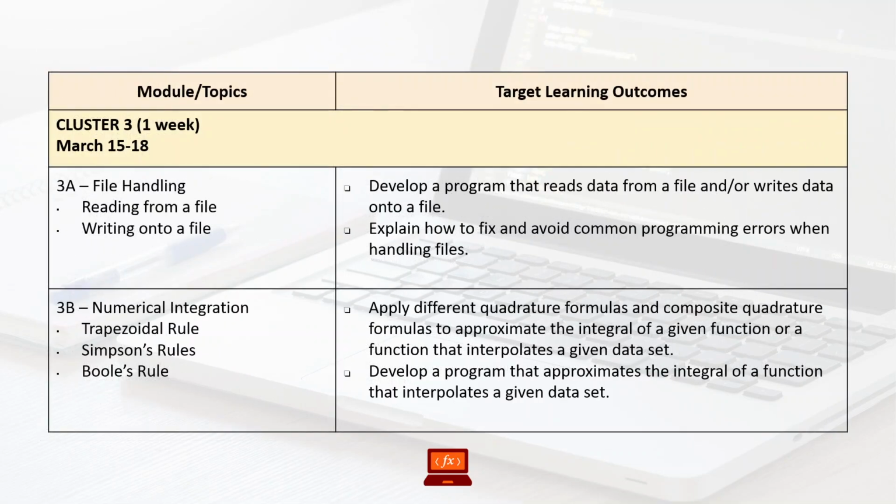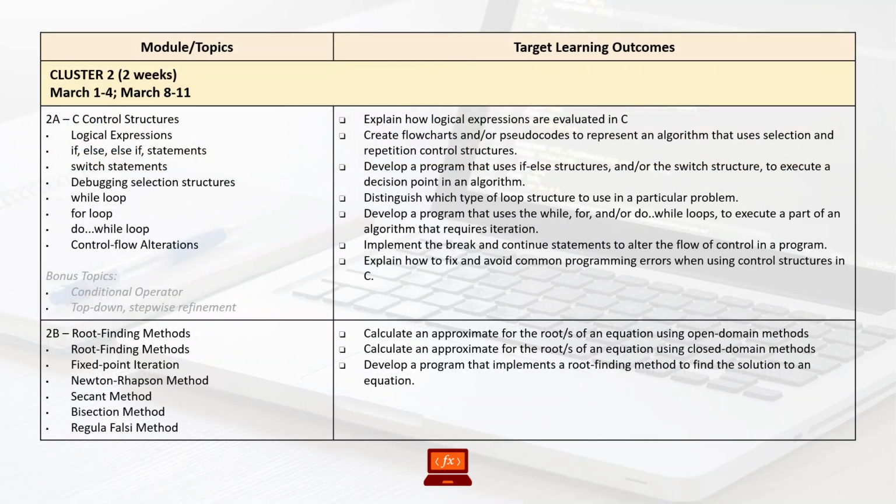Cluster 2 naman tayo. So 2 weeks din ang allotment for this, recommended. So for 2A, the C control structures, while for 2B, the root finding methods. Okay. Meron ulit dito bonus topics na optional lang din. Conditional operator, top-down, stepwise refinement. Okay. So that's for March 1 to 4 and March 8 to 11.